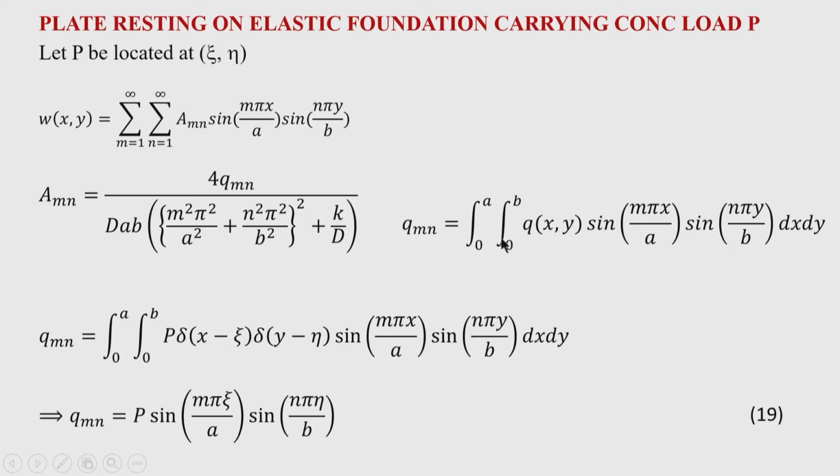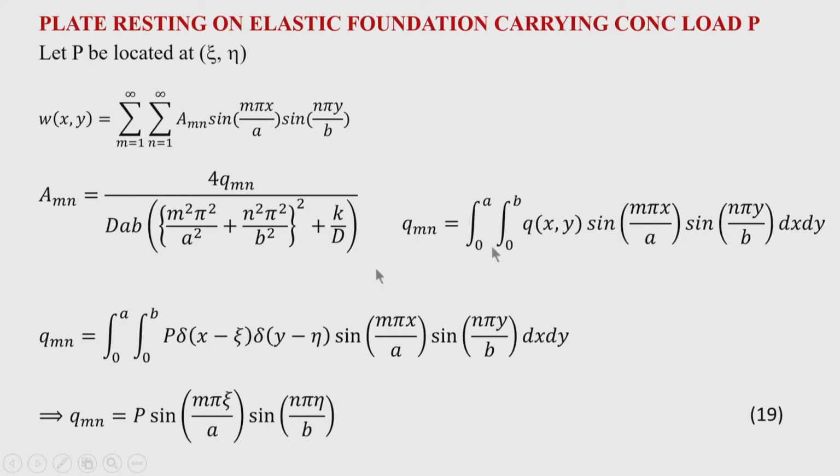So, by this rule we can find that Qmn is the integral of Qxy sin(m pi x by a) sin(n pi y by b) dx dy. But mind one thing, that Qxy is not a continuous function. Because of the discontinuity due to the concentrated load, we have to express Qxy in this form. So, Qxy is expressed as P into the delta function, where the location of the concentrated load is given by the coordinates xi and eta.